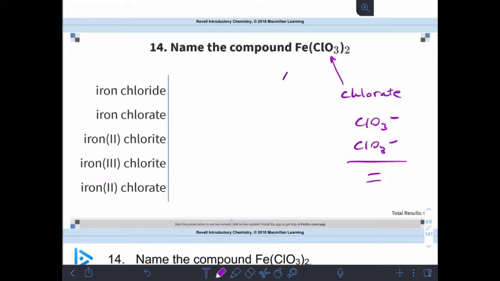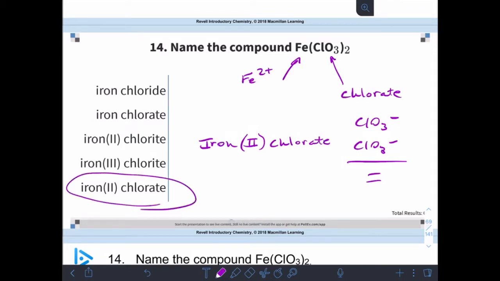Right, so if I have one iron, because remember iron is one that can do multiple charges, then that needs to be the iron 2+, because 2 pluses balance 2 minuses. So our name here needs to include the Roman numeral, so I'll say iron(II) chlorate. Looks like our last choice here.